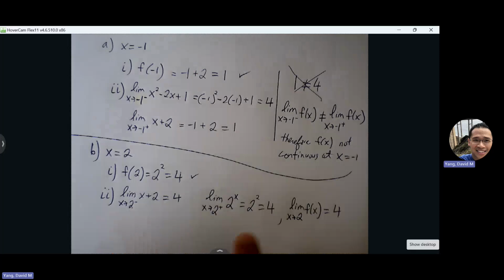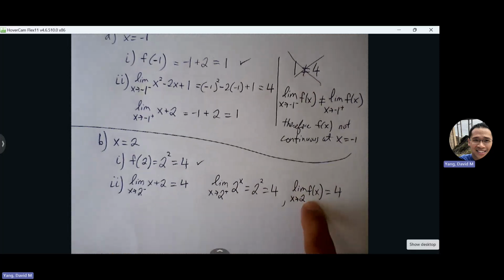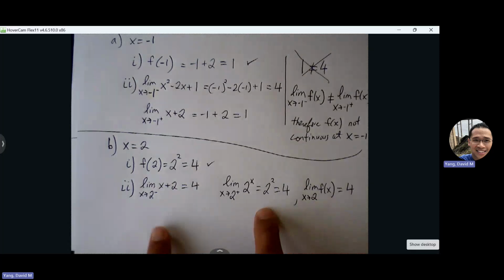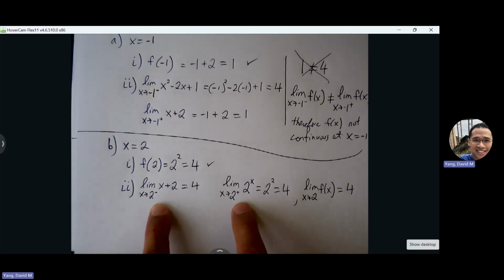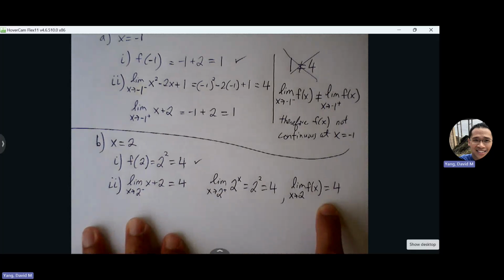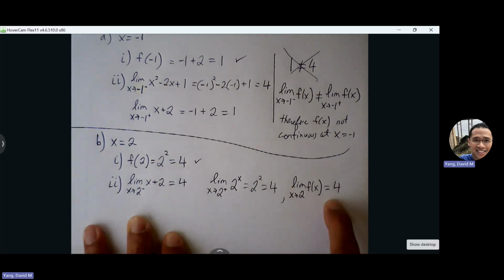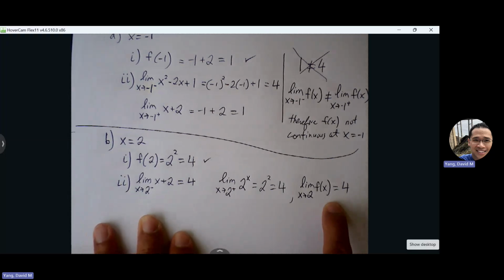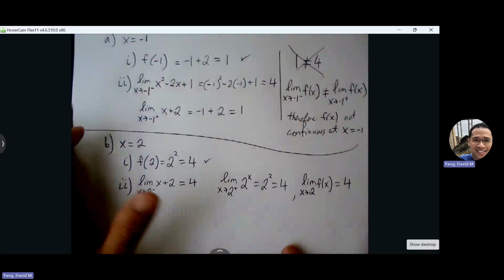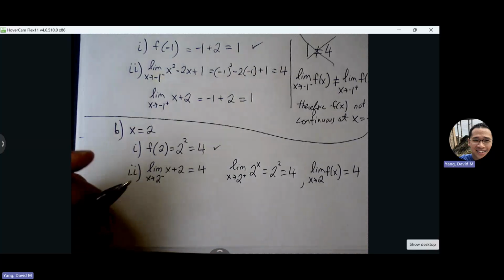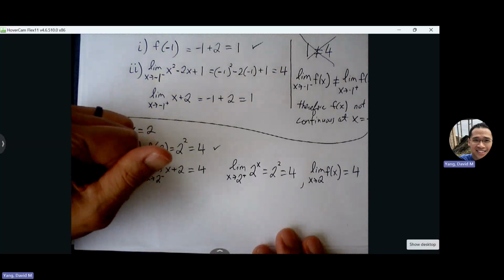Because the one-sided limits are in agreement, you don't have to write out the limits being equal to each other. You can jump directly to the full limit statement and say that the limit as x approaches 2 is equal to 4. So that's the hard part. The hard part is trying to get through the first 2 conditions, especially the second condition. We keep going. The third condition.